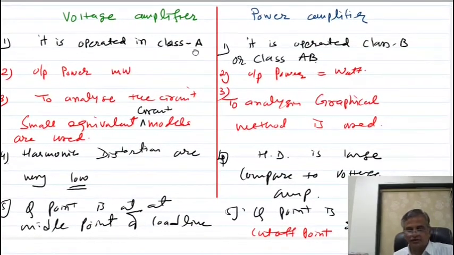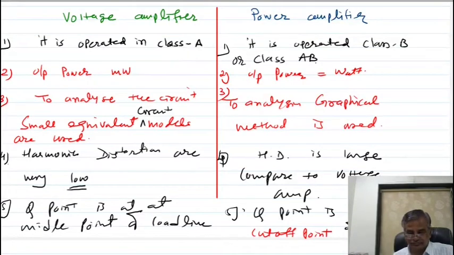So voltage amplifier is operated in a class A mode. This is class B and class AB mode. Class A, you know, VB is 0.7. Here VB is 0 for class B. Class AB is VB between class A and class B, 0.2 volt, 0.15. Output power is of the order of millivolt. Output power is of the order of watt.